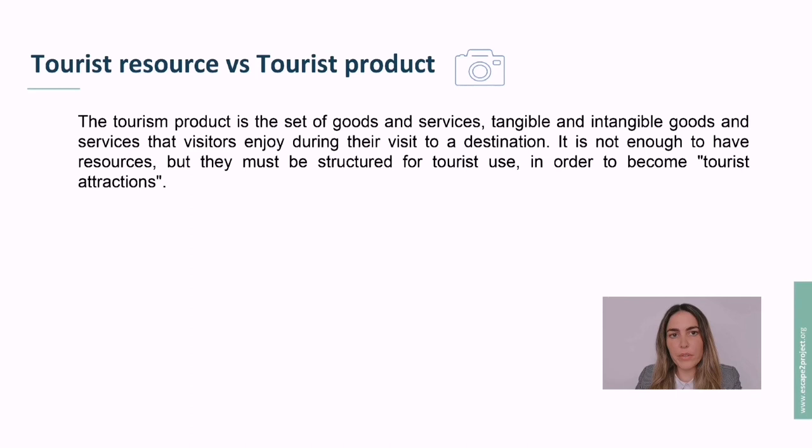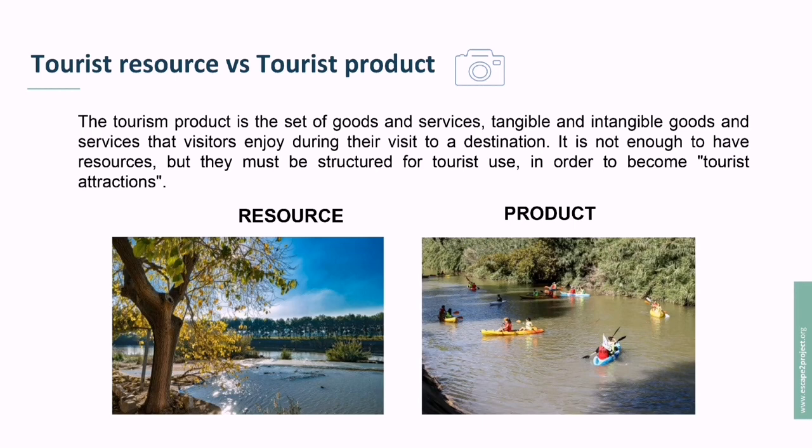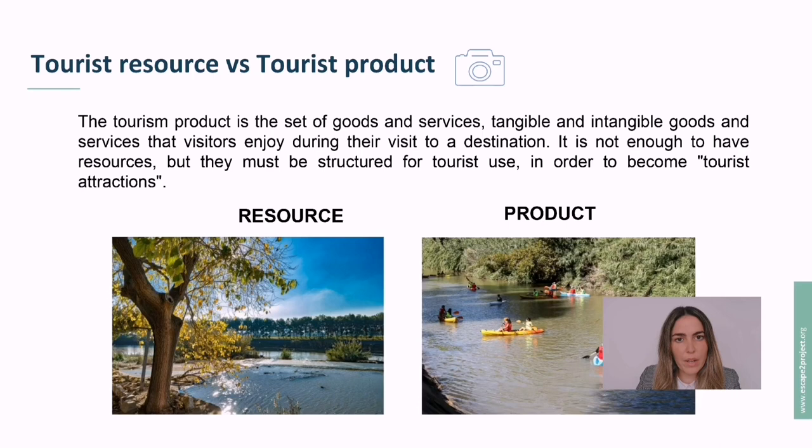Tourist resource versus tourist product. The tourism product is the set of goods and services, tangible and intangible, that visitors enjoy during their visit to a destination. It is not enough to have resources, but they must be structured for tourist use in order to become tourist attractions. For example, you have a river in your city and you turn it into an experience where you can do water sports in that river.